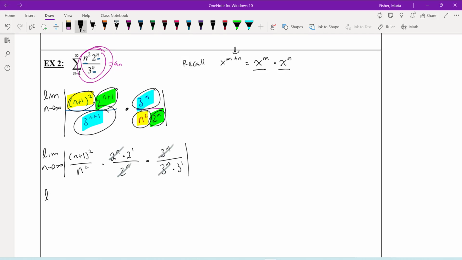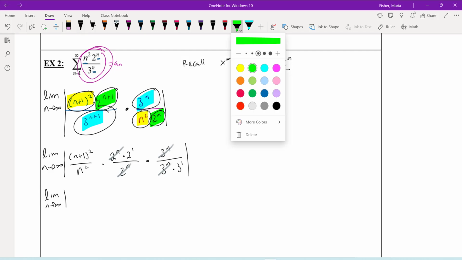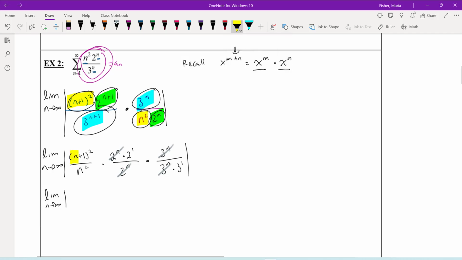So I'm left with the limit as n goes to infinity of the absolute value. Well, notice right here, I'm raising both my numerator and denominator to the second power. So I can rewrite this as the whole fraction, n plus 1 over n, raised to the second power. And this is going to be times, well, that's just 2/3.